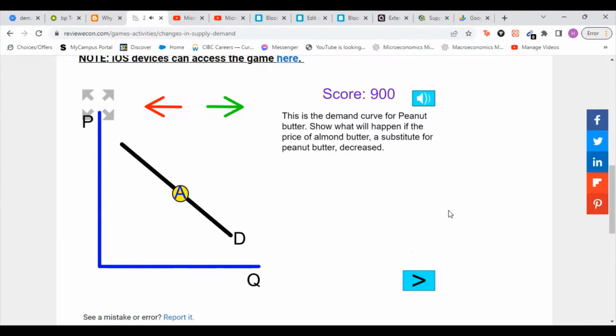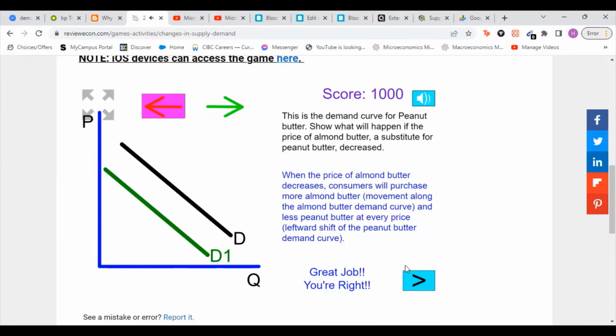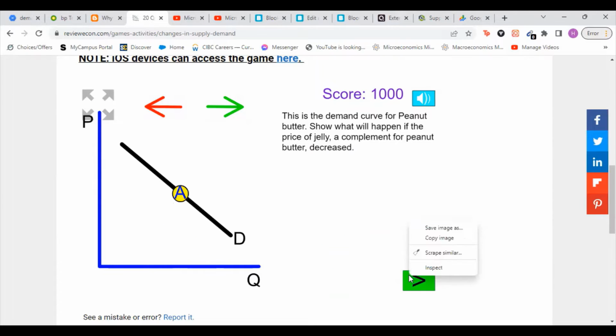Then this is demand curve for peanut butter. Show what will happen if the price of almond butter, a substitute for peanut butter, decreased. The demand will decrease. Yeah, that's great. Got it. So it's a substitute. Since the price of almond butter decreases, people will buy more almond butter and less peanut butter because almond butter is cheaper than peanut butter.